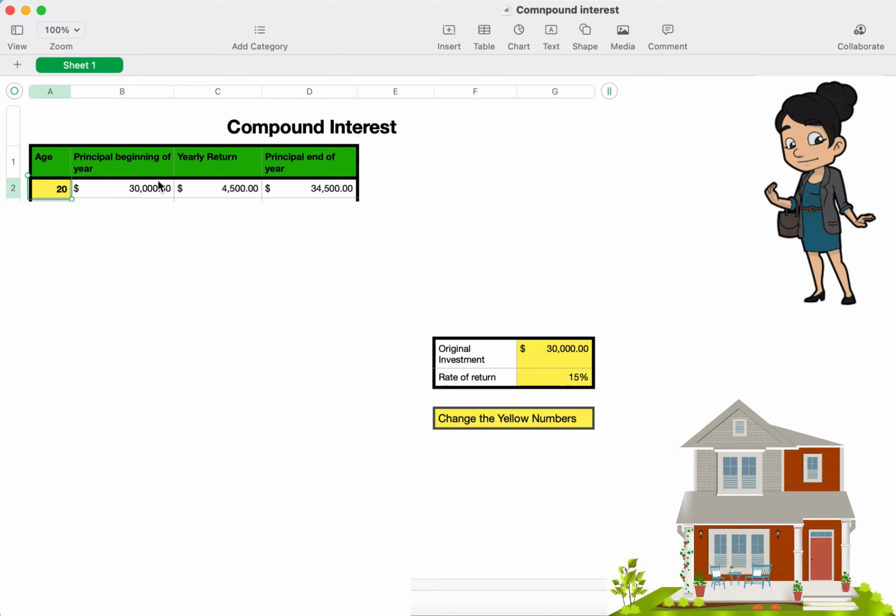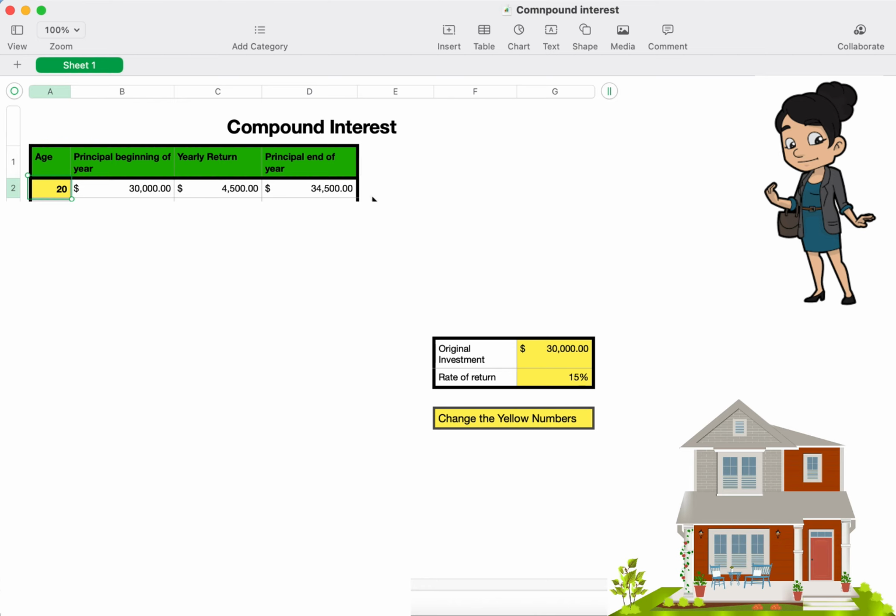She invests her $30,000. So the first year she gets $4,500, which means at the end of the year, her investment is worth $34,500. Now this isn't cash. She can't go spend this. It's invested in her property. It's stuck there for now. And that's okay because it's going to keep going up each year.